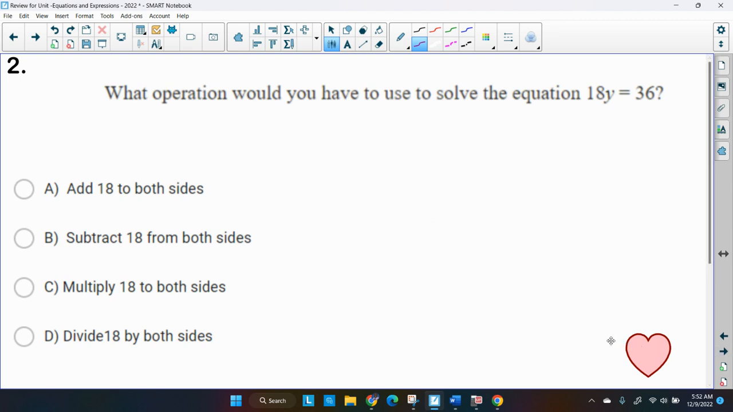What operations would you have to use to solve the equation 18y equals 36? Well, I remember we just did a question that was similar. So we have to work backwards according to the father of algebra. So we got to do the opposite. We have 18y, which means 18 is being multiplied by y. So we're going to do the opposite of multiplication, which is divide. So we're going to divide by 18 instead of multiply by 18. So I'm going to pick letter D. And there is my answer.